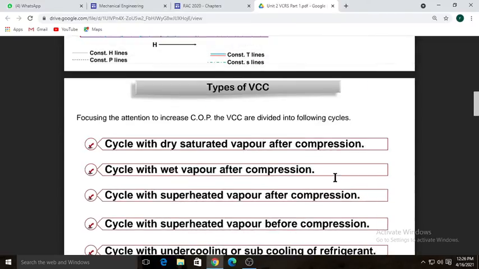Okay students, so here we are going to see the various types of vapor compression system. I will show you these various types in the next section. Thank you.